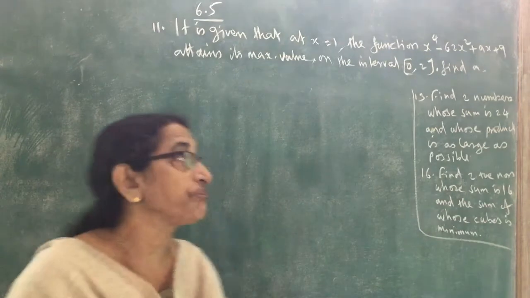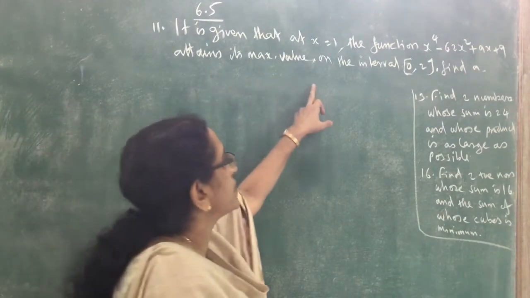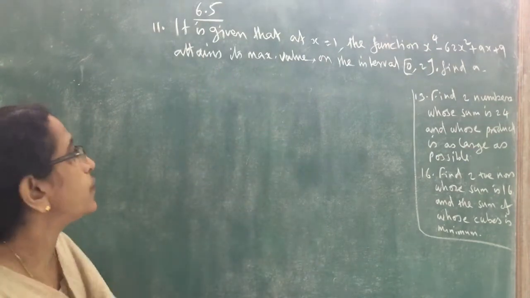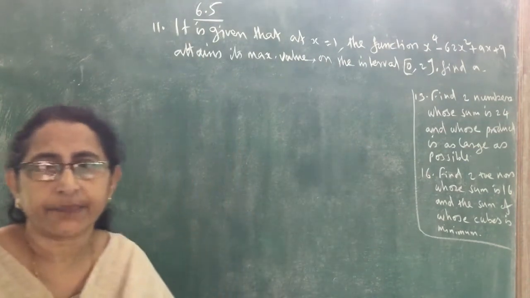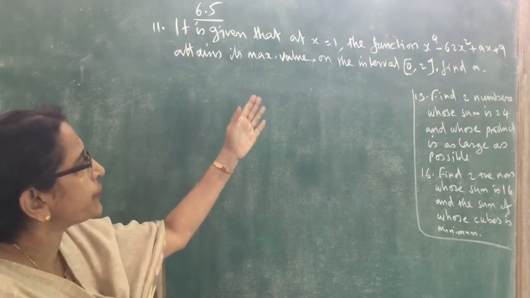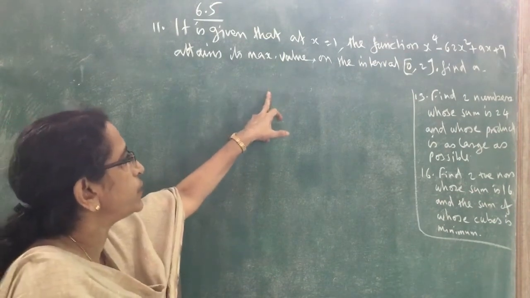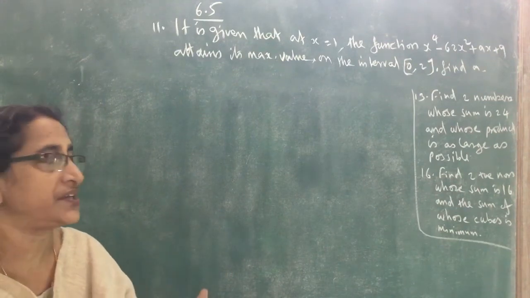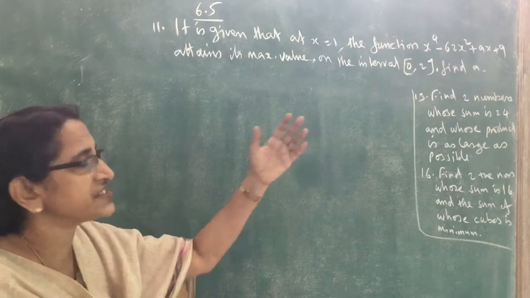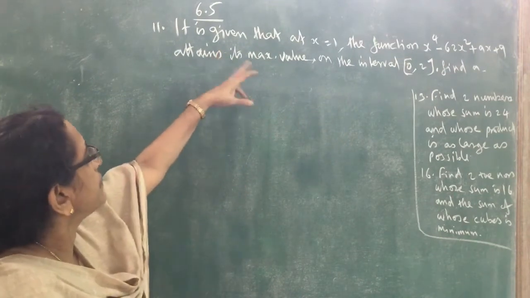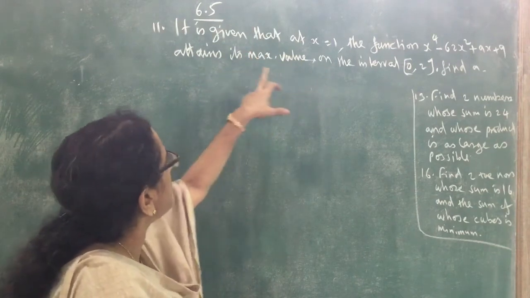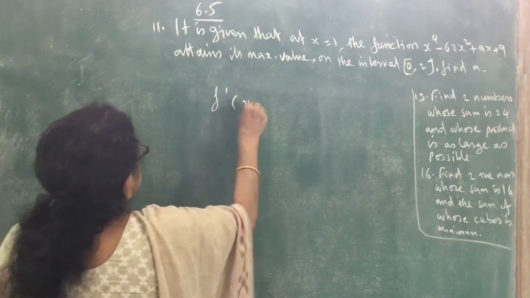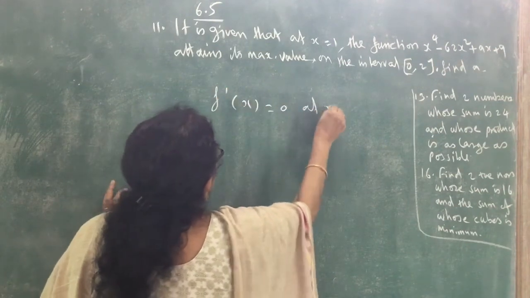6.5, 11th one. It is given that at x equal to 1, the function attains its maximum value on the interval 0 to... Find a. So here, given that at x equal to 1 the function attains maximum value, we know when the function attains maximum value, the derivative will be 0 at that point. And this is a polynomial function, it is differentiable at all points. Therefore, since the function is maximum at x equal to 1, f dash x equal to 0 at x equal to 1.